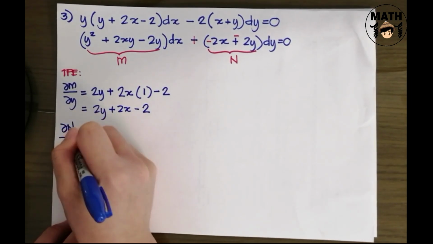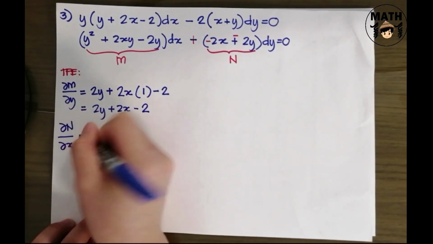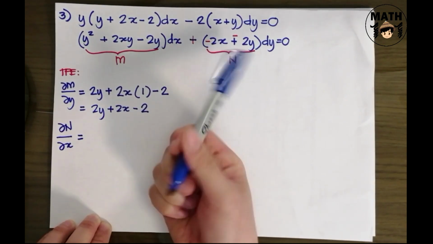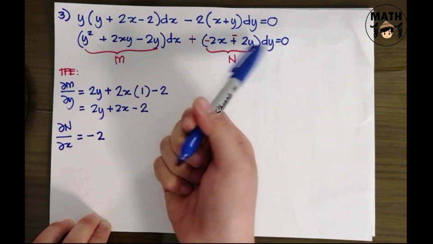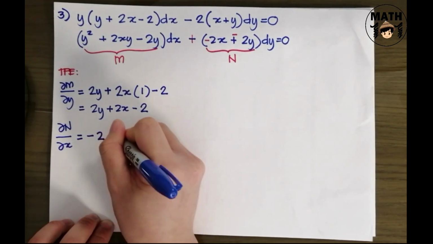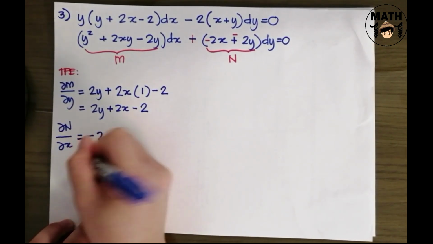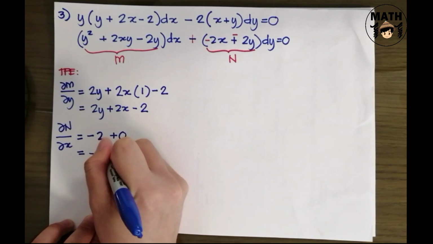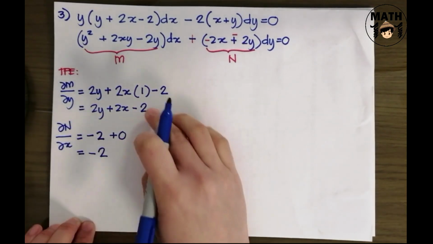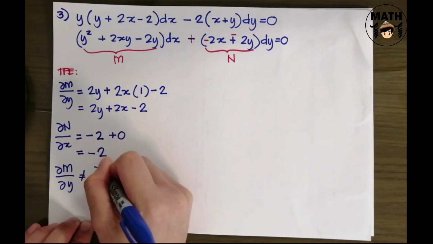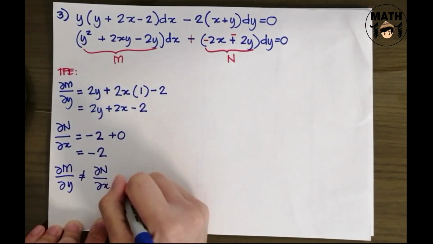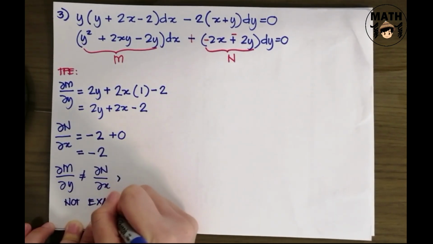Partial derivative of N with respect to x. Derivative of negative 2x is negative 2. Derivative of negative 2y, dahil constant, that is 0. Simplify this, we have negative 2. Dahil hindi sila equal, this differential equation is not exact.